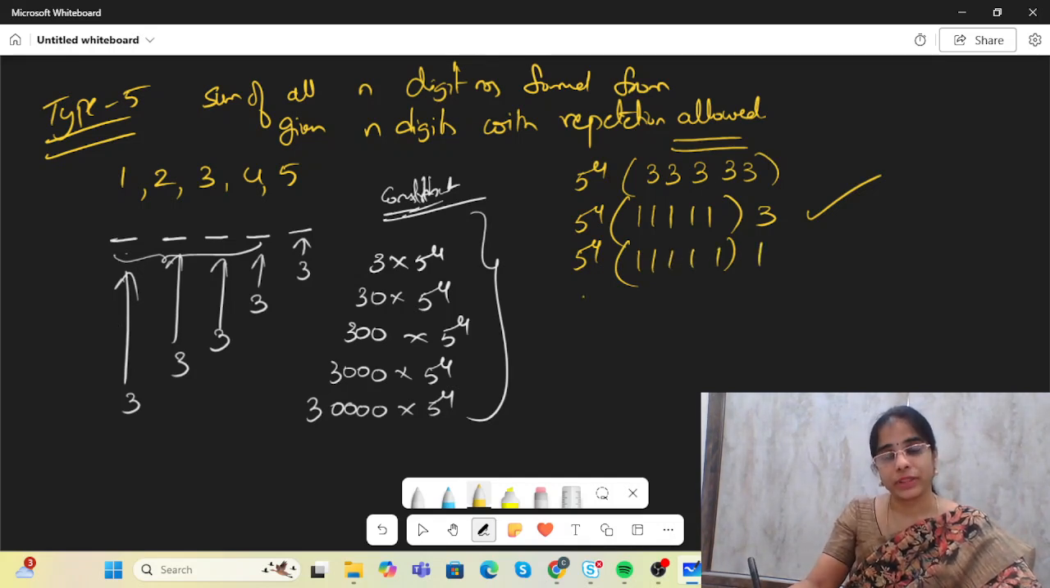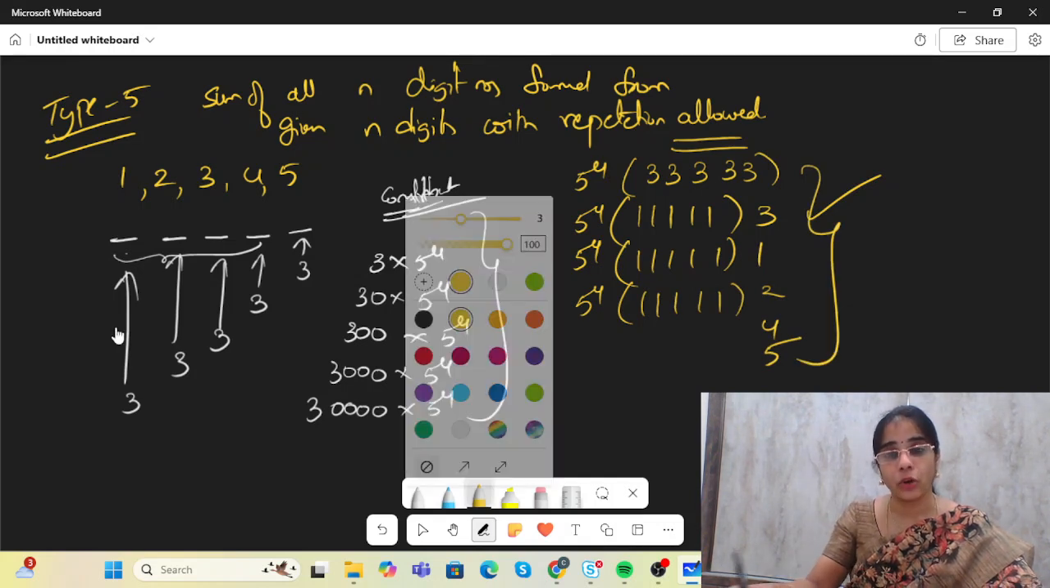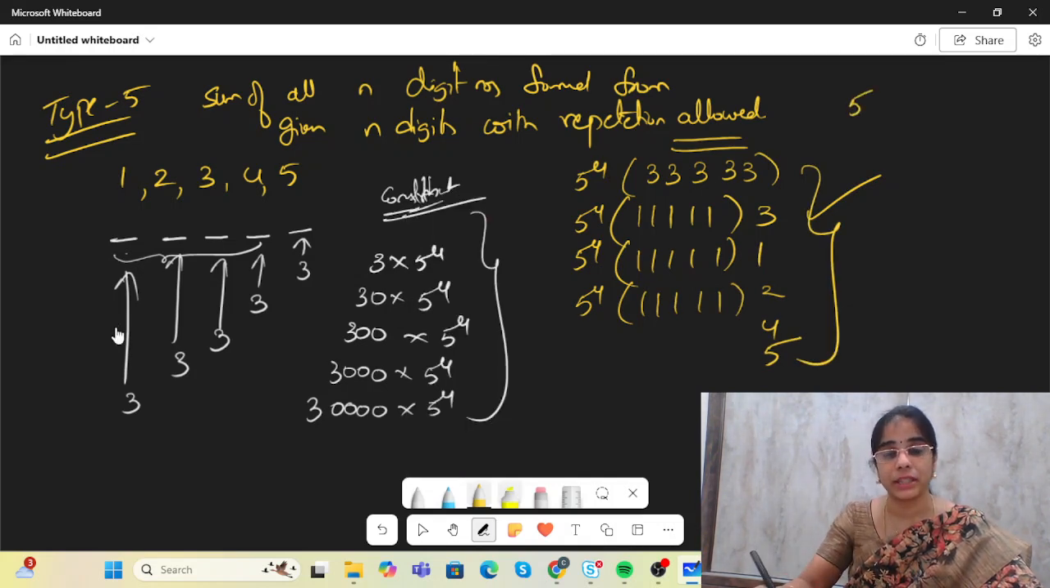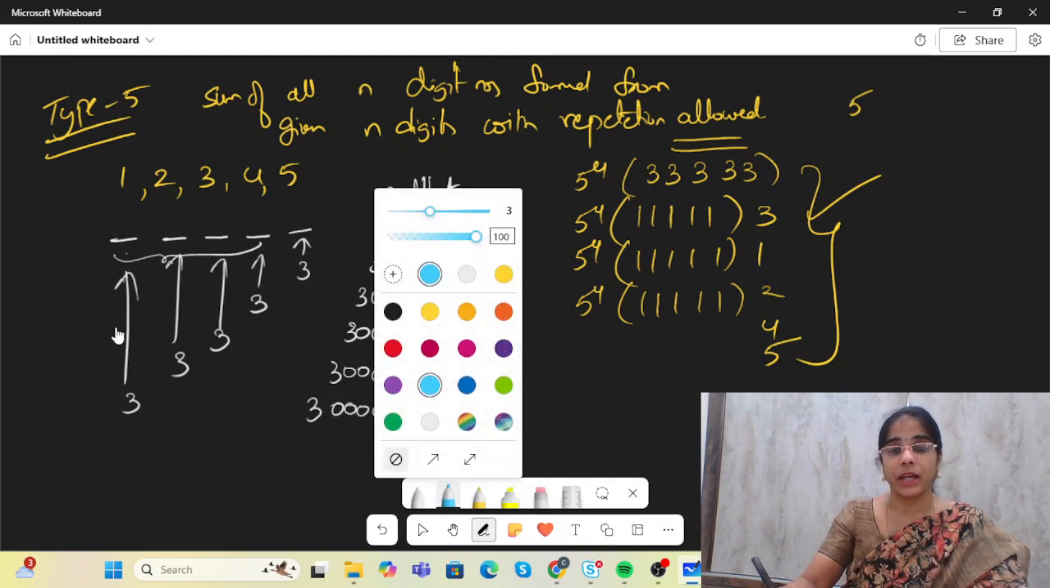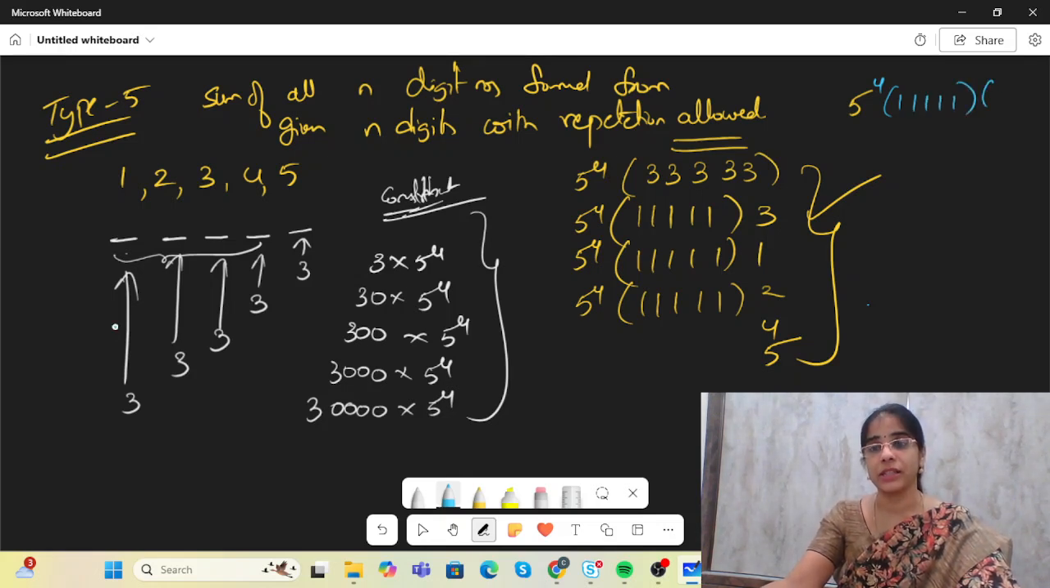With 1, the same 5 to the power 4, 1, 1, 1, 1, 1 repeated with 2, repeated with 4 and repeated with 5. Now when I am adding all these, what do I get? I will be getting my final answer, that is 5 to the power 4 into 1, 1, 1, 1, 1 repeated 5 times, it is 5 digits, into the sum of all the digits. Right? So what is my general notation?